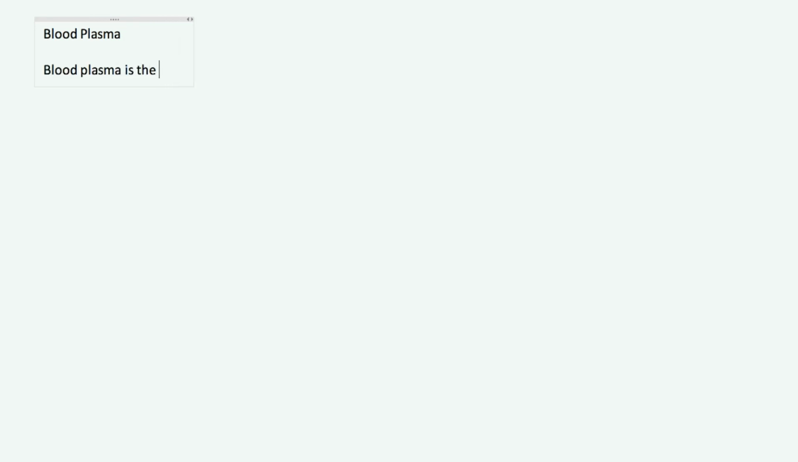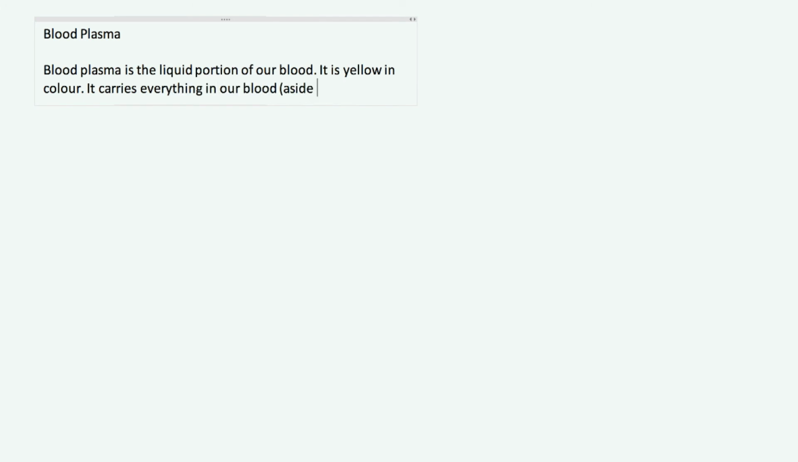Now, blood plasma is the liquid portion of our blood. Okay, it is yellow in color. Right, so if you separated our red blood cells and our white blood cells and platelets from our blood, then what you end up with is this yellowy liquid, right? And that is our blood plasma. Okay, it carries everything in our blood. Okay, and I'll put in here, aside from oxygen, because oxygen is carried directly by the red blood cells.